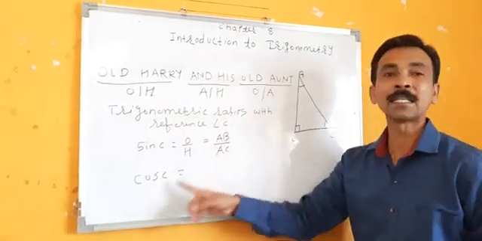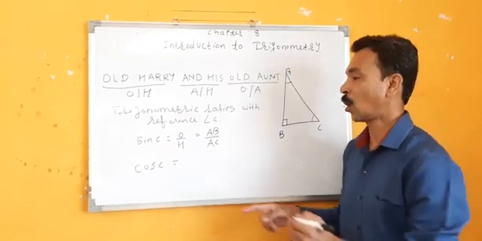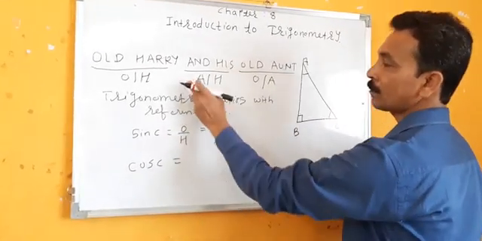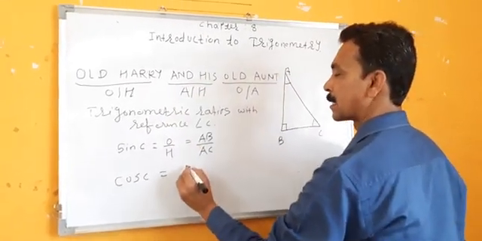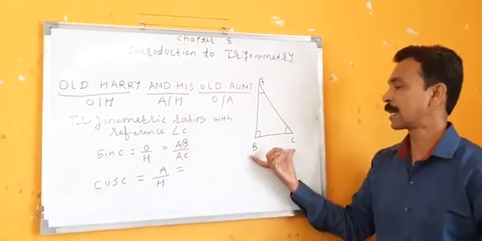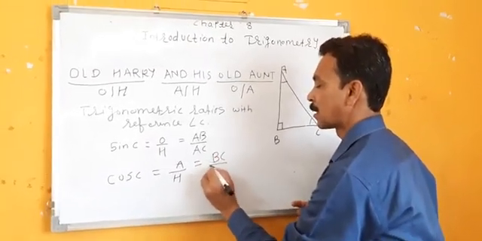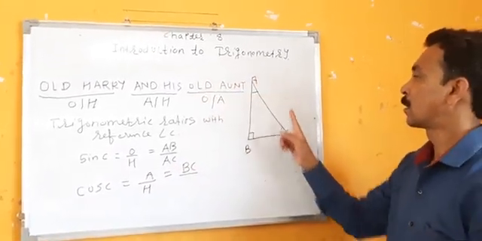Why am I writing C? Because we are taking angle C as the reference angle. Cos is adjacent upon hypotenuse. What is the adjacent side of angle C? BC. BC upon hypotenuse, AC.